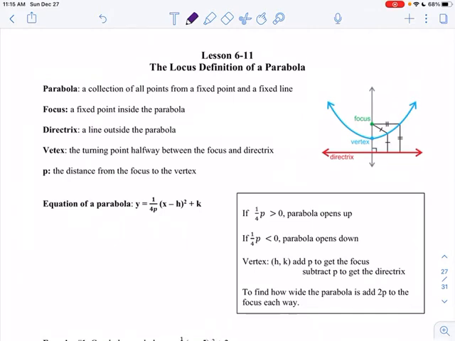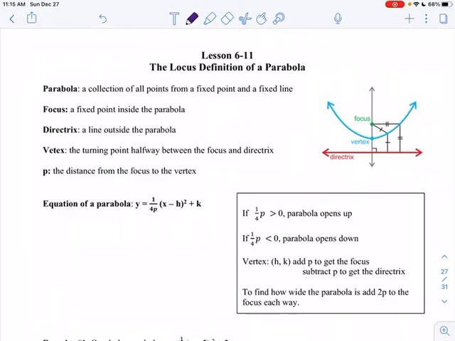The definition of a parabola is a collection of all points from a fixed point and a fixed line. All right, so the fixed point is going to be called the focus, and that's in green on your picture right there. So my focus is right here, so that green point. And the directrix is a line outside the parabola. So the focus is a fixed point inside the parabola. The directrix is that red line right there. It's a line outside the parabola. The vertex is the turning point. It's halfway between the focus and the directrix. And p is the distance from the focus to the directrix.